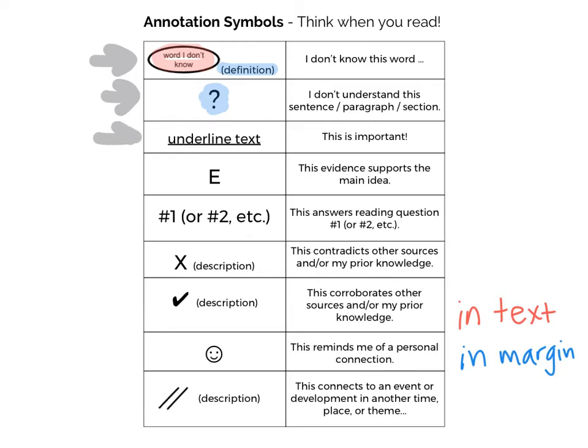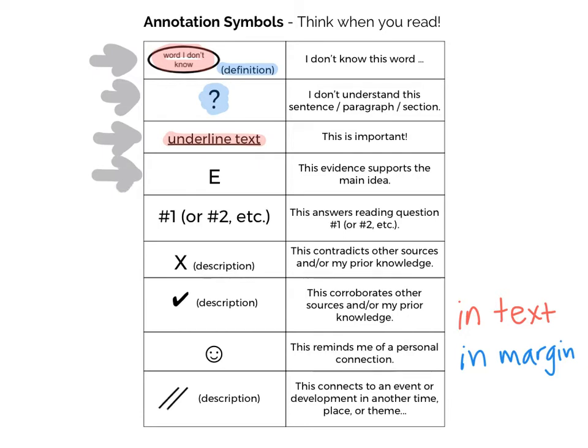The next symbol that we have is underlining text, and of course this is going to happen in the text. So you would underline text that is important. So if the author is making a claim that is very important, or if they use particular evidence that is very important, you're going to underline that text. Now be careful with underlining. A lot of students like to underline everything in a particular sentence or everything in a paragraph. That is never necessary. You only need to underline the most important words, so use that very sparingly.